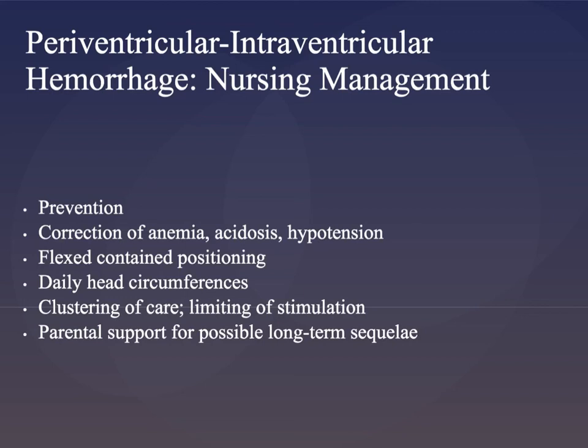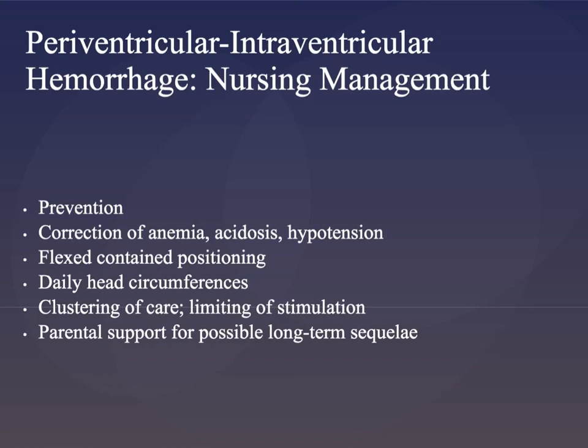We want to make sure I'm following their blood levels closely and their blood pressure, and if I'm seeing any signs of anemia, I'm correcting it quickly. Same with the acidosis and hypotension, so making sure they have enough fluid going through, but I also want to make sure I'm not overfilling them. For flexed containment position, I could flex them a little bit, so I'll keep them supine. As long as their spine is in alignment, I can let their arms come up across their chest, and I can pull those legs up against their chest, or up and bent a little bit.